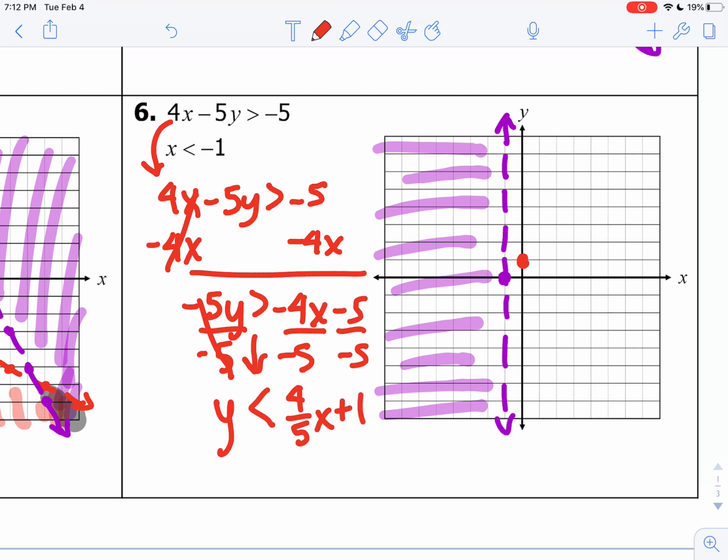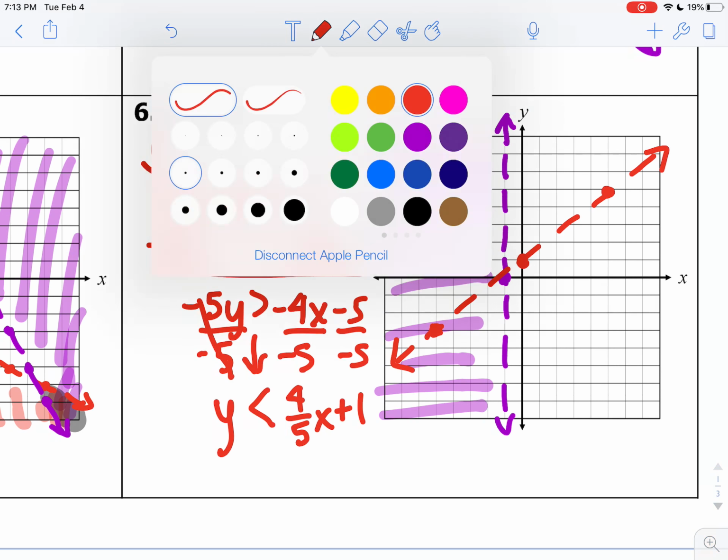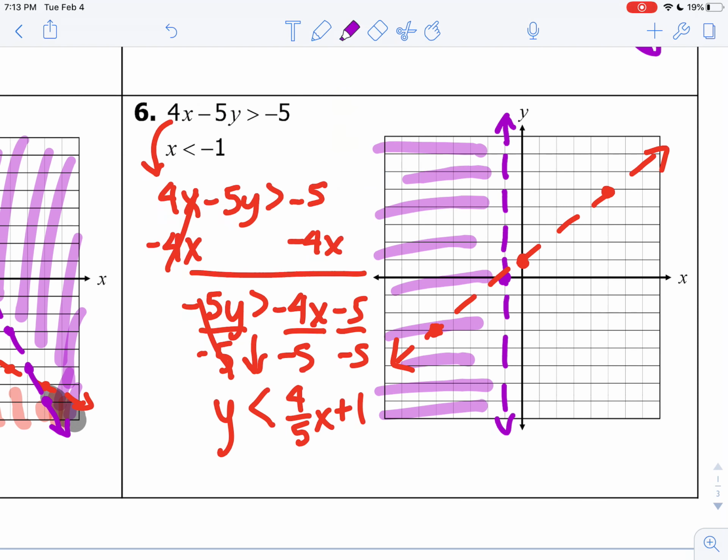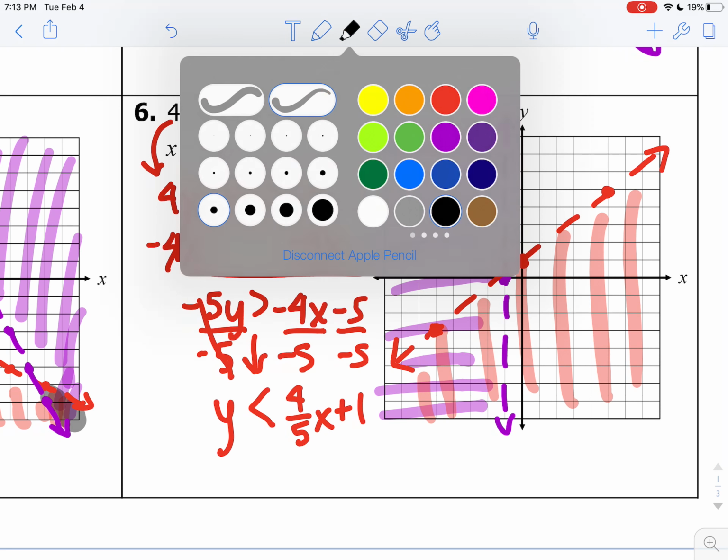So we're going to start at 1, up 4, over 5, make a point. I'm also going to go down 4, to the left 5, make a point. This gets a dashed line again. And this sign tells us to go down. So we're going to shade this way, and they meet here.